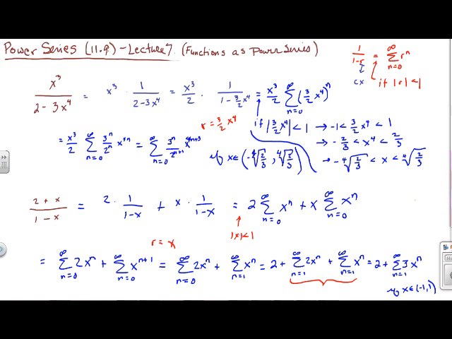Okay, this is a good place to stop. In the next example, in the next recording, we're going to look at integrating and differentiating things term by term.